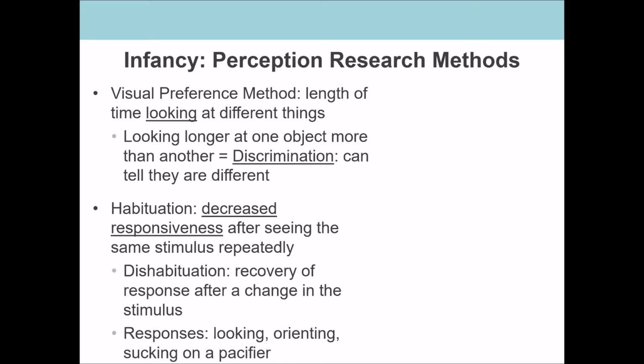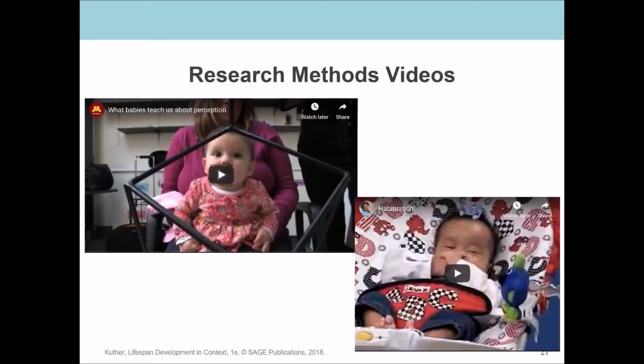So habituation is decreased responsiveness, and then dishabituation is recovery of that response, recovery of looking at it after a change in the stimulus. And this shows that they understand that the stimulus has changed. So the one thing that we changed, we know that they can perceive. And it's not just looking, but orienting, so turning toward an object, and also sucking on a pacifier. When infants are interested in something, they suck faster on their pacifier, and we can measure the rate at which they're sucking, and this will tell us their level of interest.